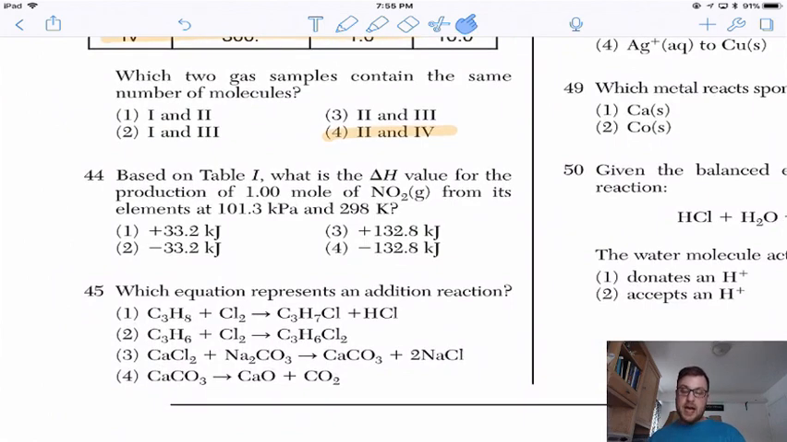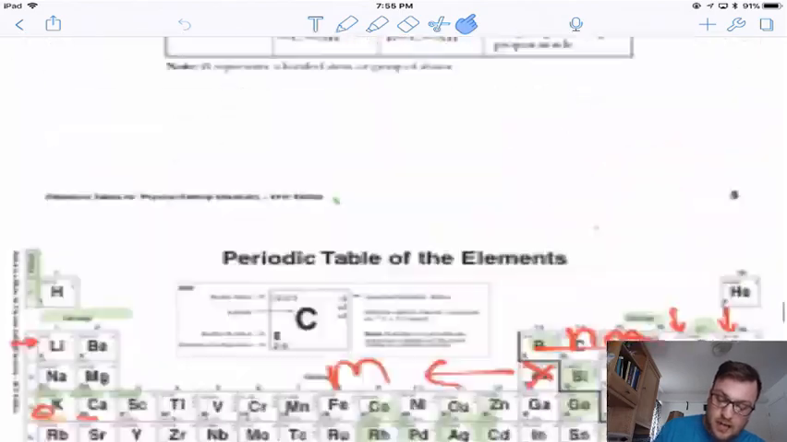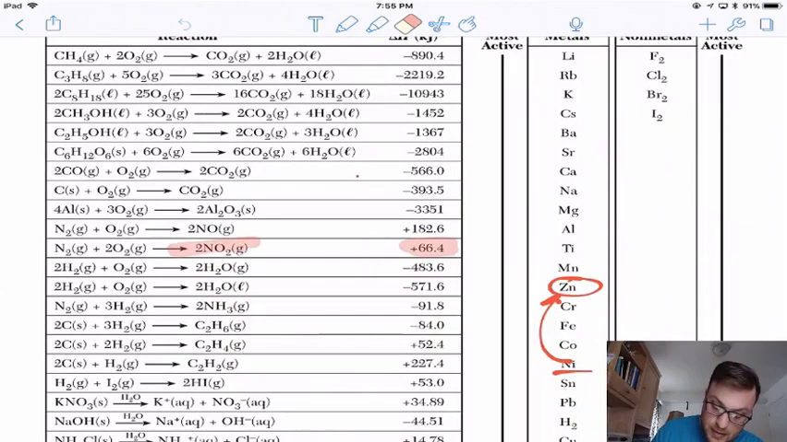Based on Table I, the worst reference table, what is the delta H value for the production of 1 mole of NO2 gas? Something tells me that's going to be important. From its elements at 101.3 kPa and 298 Kelvin. So, we got to go to Table I. We got to find NO2 gas. Do you see why I hate Table I?